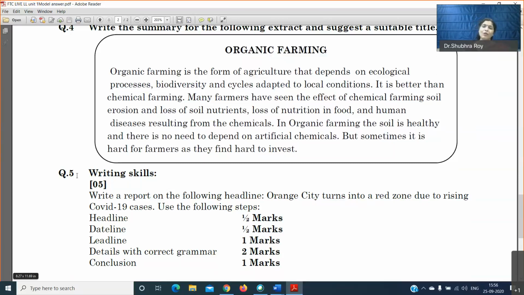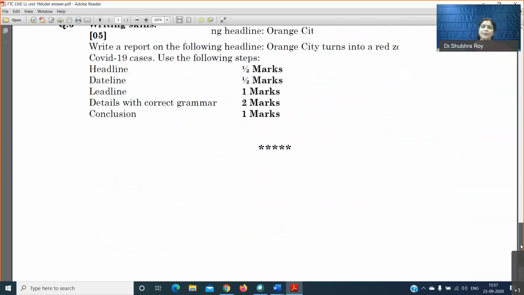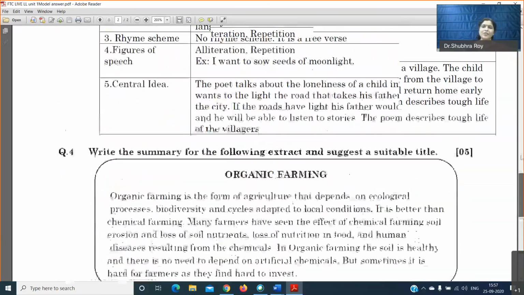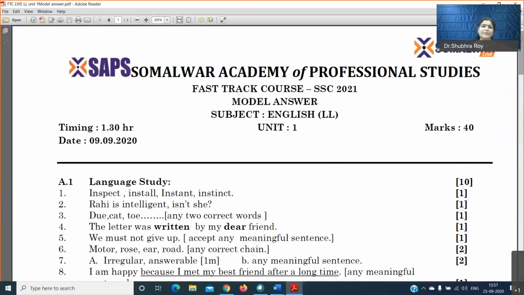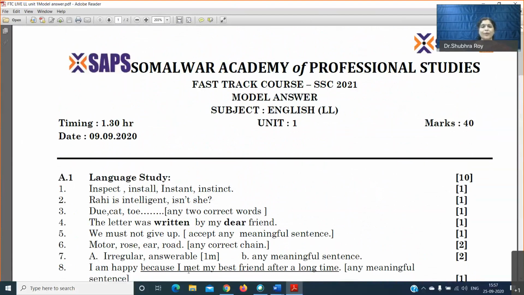So I have discussed all the answers with you in this model answer paper. Along with this model answer paper, all the answers have been answered. I will just take a quick look at the part I am discussing once again. This is the most important part. Activity 1 is the most important part.